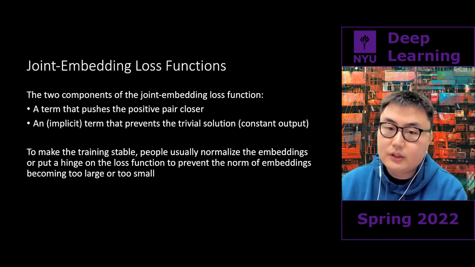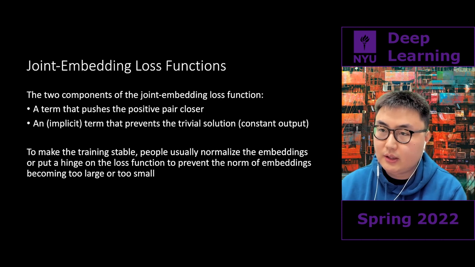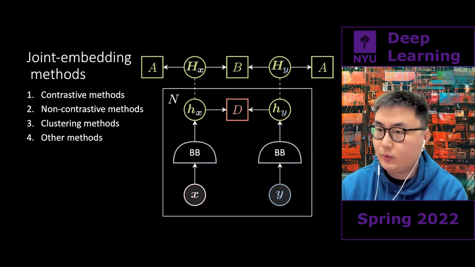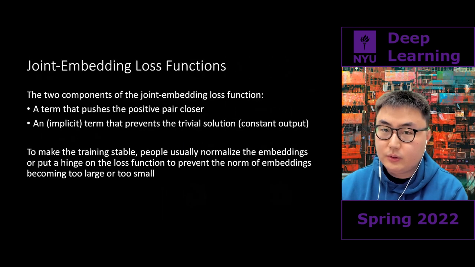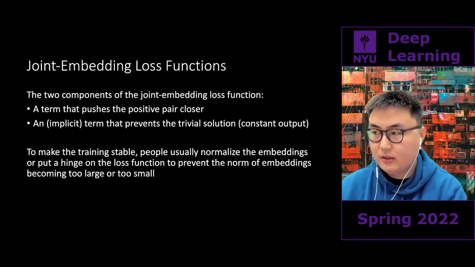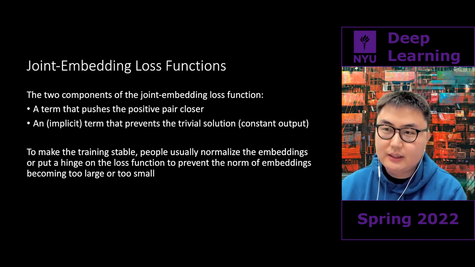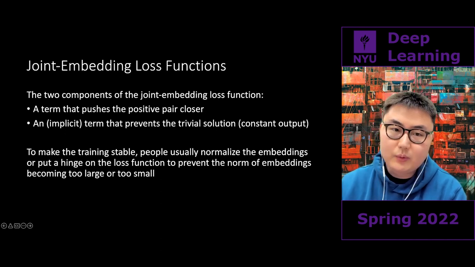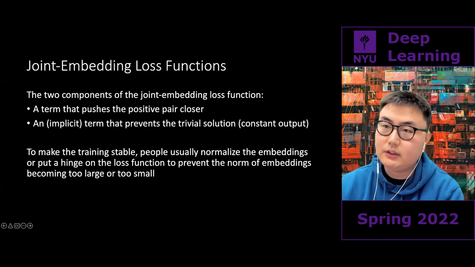The second thing is you have a term to prevent the trivial solution, which is constant output. So basically that's A and B in this graph. How you do it actually differentiates a lot of joint embedding methods. I put "implicit" here because those other methods do not really have an explicit loss term to prevent the trivial solution from happening. A lot of them can converge to a trivial solution, but during training, it doesn't. So that's why I put it implicit here. But in general, most of the loss functions have these two terms.